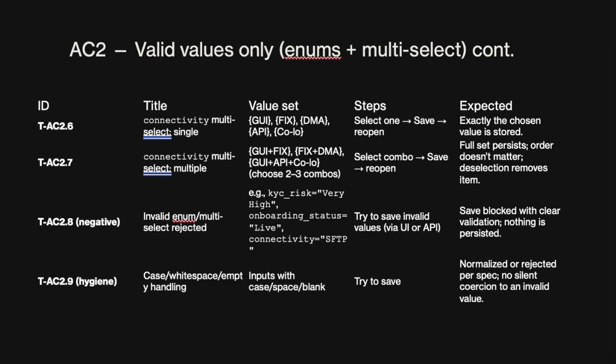Why this matters? These 4 tests finish AC2 by locking down the allowed value space for the field that later drives connectivity enforcement, AC7 through AC8. If AC2 is tight, the trading rules read clean data and behave predictably.